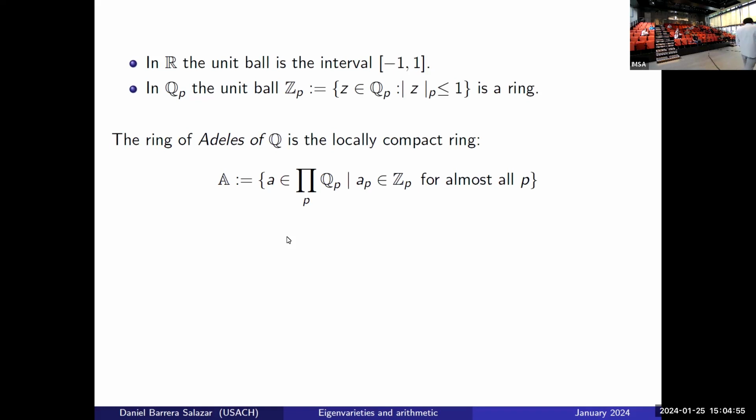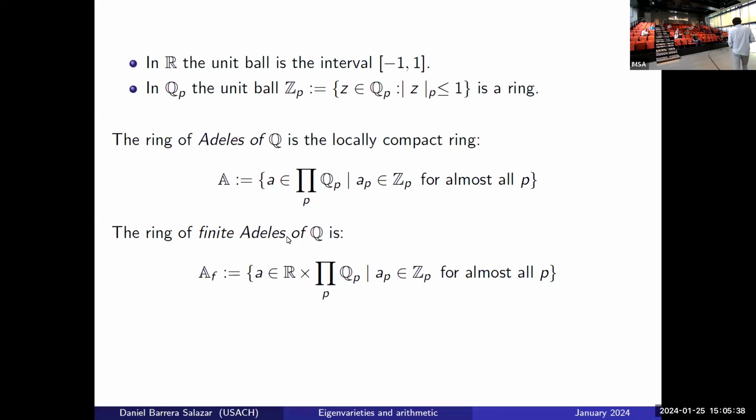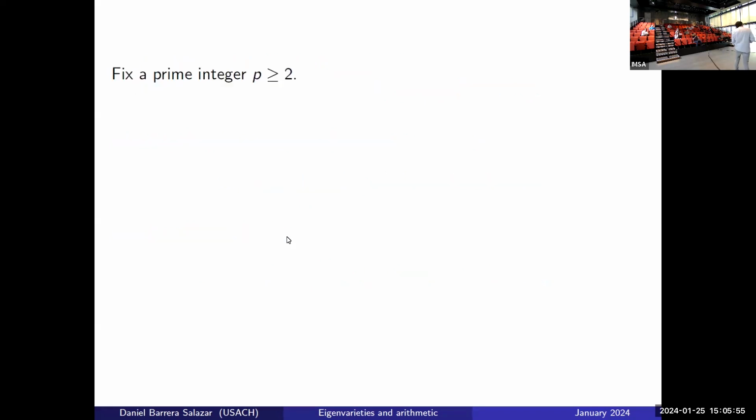Let's introduce some notation that we use during the talk. First, you put all the completions together, and you get something called the adele ring, which appeared already in some talk. You cannot take just the product; you need to restrict it. Oh, sorry, here you need to put the real numbers too. And you put this condition in order to get a locally compact group. Okay, these are the notations, but let's fix a prime p.